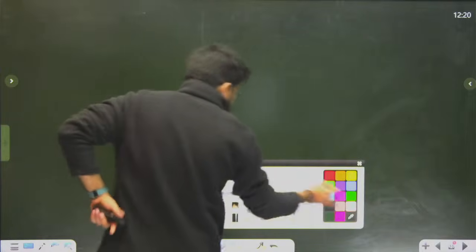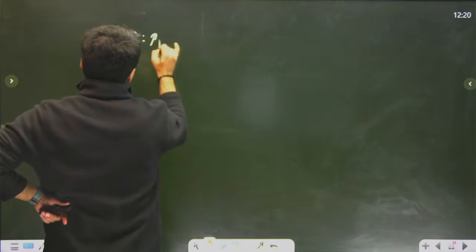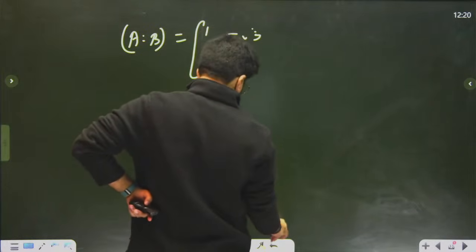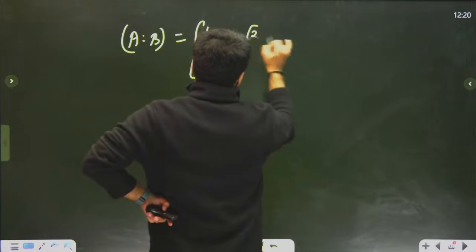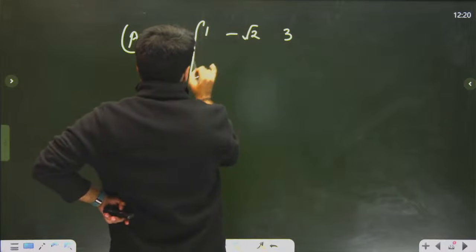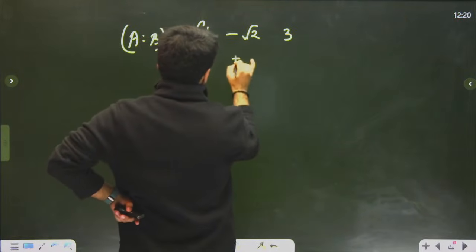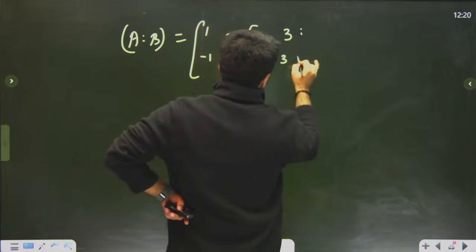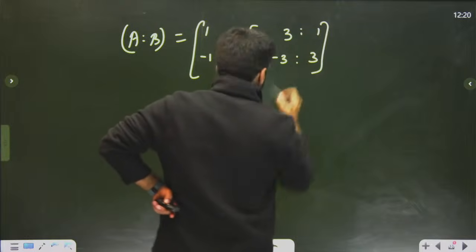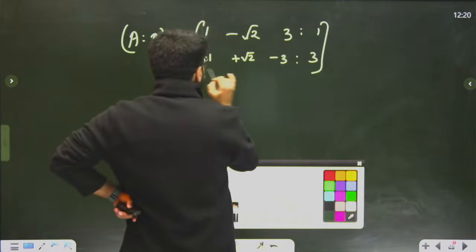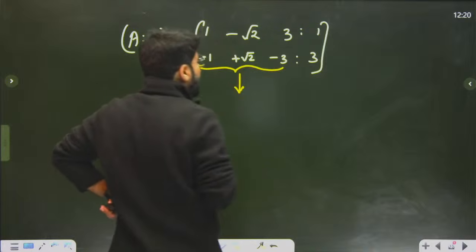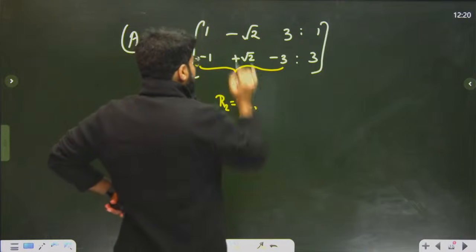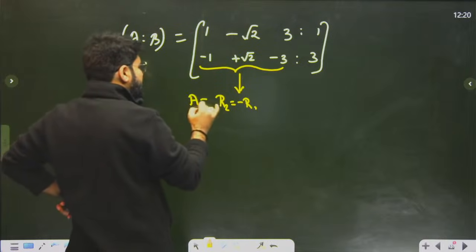If you solve this, what is the A|B matrix? Simple: 1, minus root 2, and 3, and this was minus 1, plus root 2, minus 3. This is 1, this is 3. Now you see, this much part is A. In this part you can directly say R2 is minus R1. These two are just opposites in sign. Now this is the A matrix.